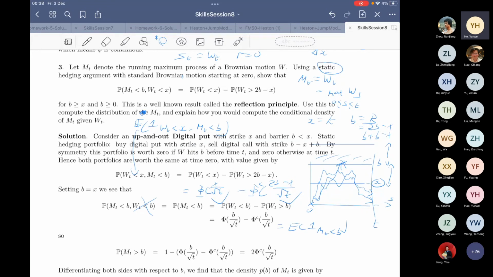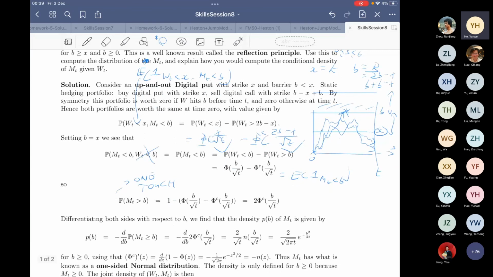Another nice way to think about it: if you look instead at the probability that MT is greater than B, which is the price of the one-touch option, that's just one minus this, because this event and that event are complements of each other. When you compute that, 1 minus phi becomes phi complement of that, but you end up with 2 lots of phi complement of that. So this is twice the complementary distribution function of the Brownian motion itself, because you've just got a factor of 2 there.